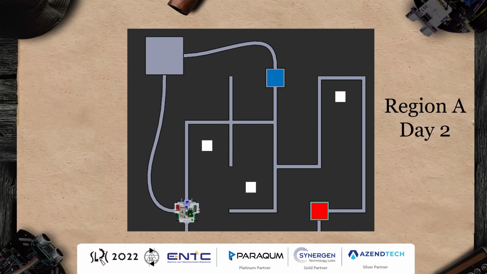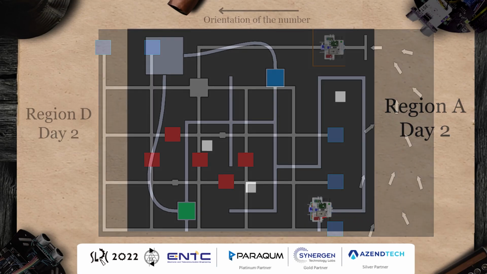In addition, on day 2, there will be a certain number of white boxes within the grid. The robot should traverse and count the total number of boxes in the line maze area, like in this sample demonstration. The tasks in region B and C on day 2 are identical to the tasks in region C and D on day 1. However, the placement of obstacles and the arrows shall be different.